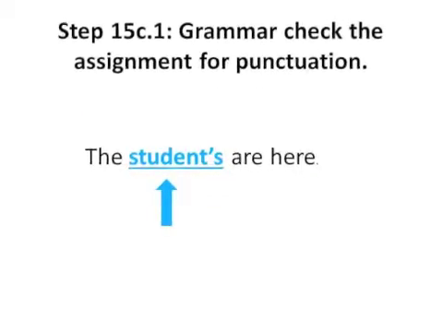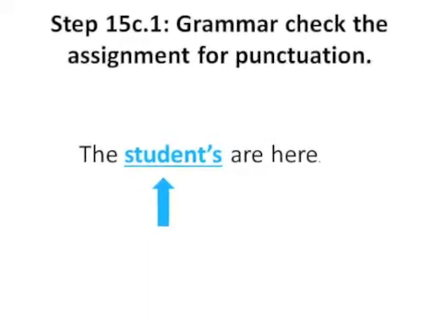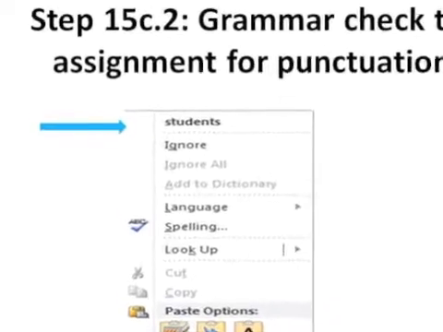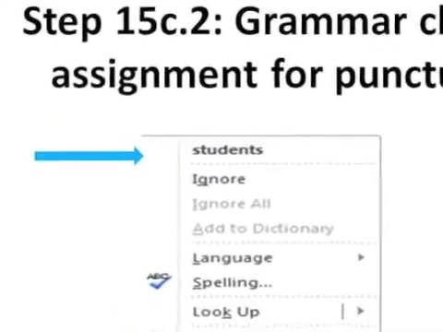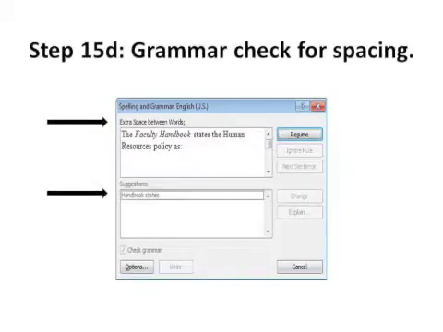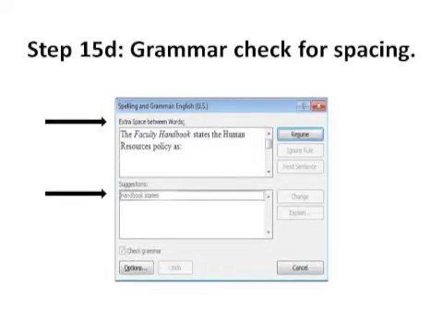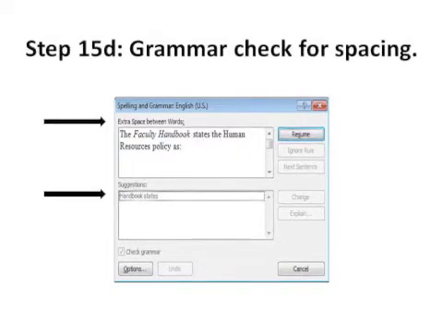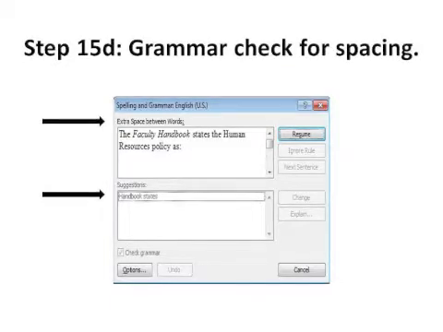Using incorrect punctuation results in a wavy blue line below the error. Right-click on the error and a pop-up window appears. At the top will be the correct form of the word. Running a spelling and grammar check also indicates extra spaces between words in a pop-up window with suggestions for corrections as you can see in the window beside the black arrows.